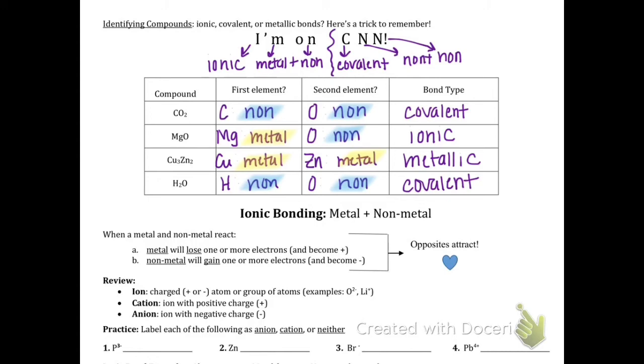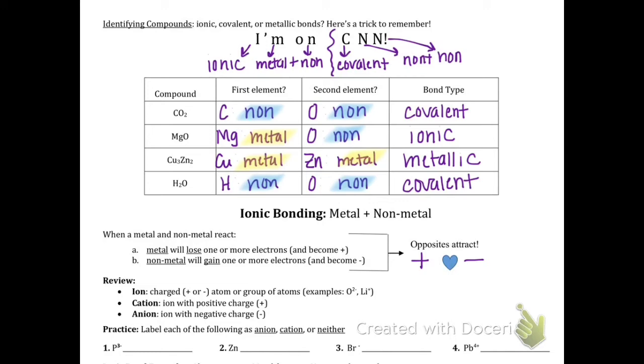The first type of bond we're really going to focus on are your ionic bonds. Ionic bonds are when you have a metal with a nonmetal. Metals will lose electrons and nonmetals will gain. So remember, one man's trash is another man's treasure. Because positives and negatives attract, the metal and the nonmetal will become attached together.